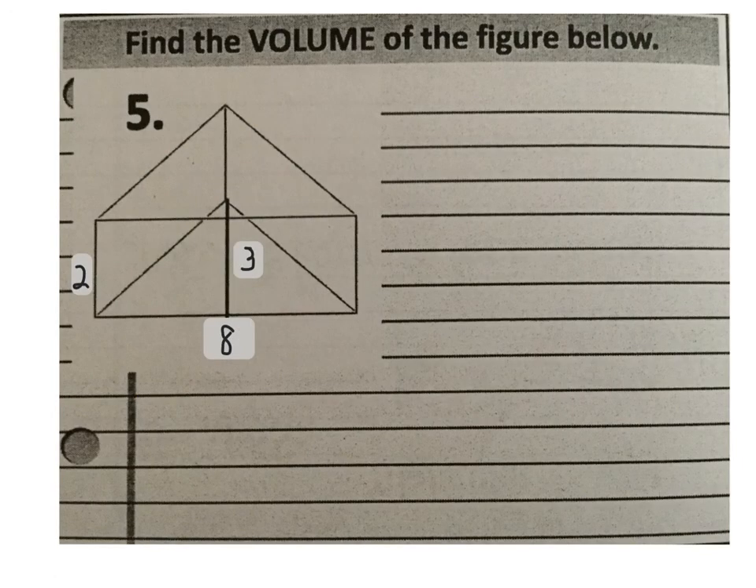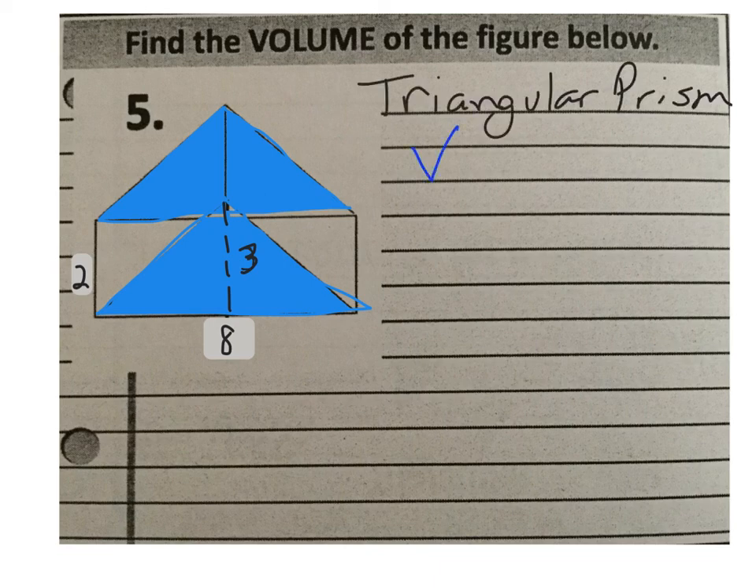First step, as always, identify the bases. So again, I see triangles, so those are your bases. That is a triangular prism. So back to the first formula, because it is a prism, volume equals area of the base times height. Now the base is a triangle, so let's just focus on that triangle first. That's all we're looking at is the triangle. So find the area of that.